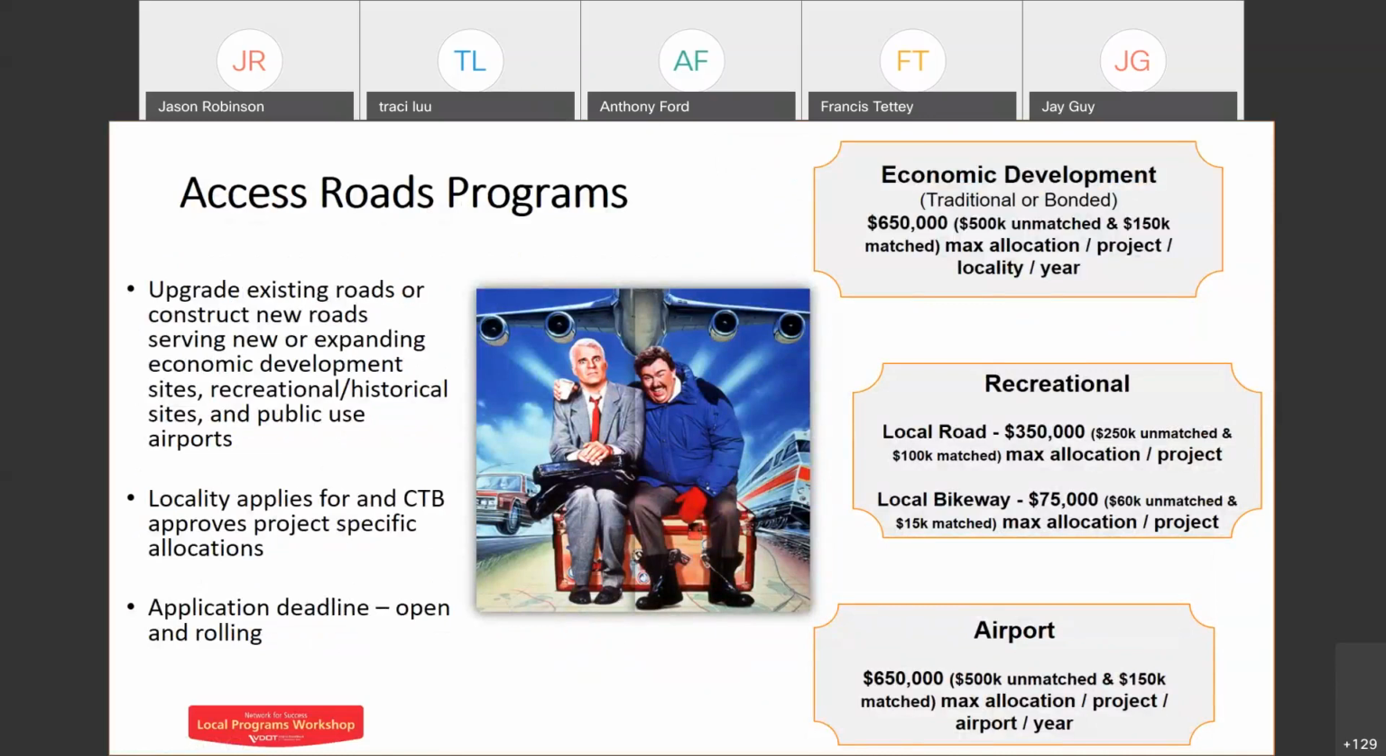You see the amounts on the right side of the screen there. So, again, in comparison to Smart Scale and other things, it's apples to oranges as far as the dollar amounts. But there are considerable amounts of money that can be available. Again, you see with each one there are various amounts based on unmatched and matched amounts. And so hopefully you guys might find one of those might fit one of your desired projects.